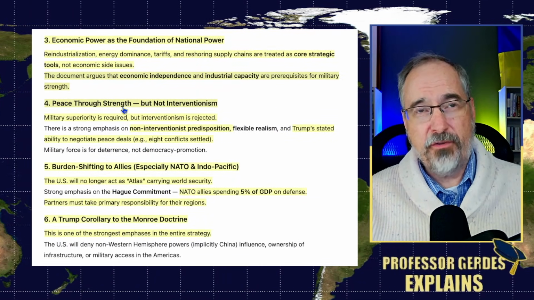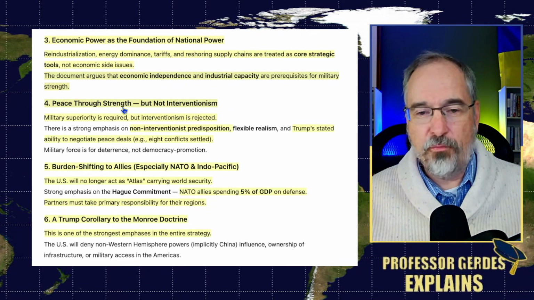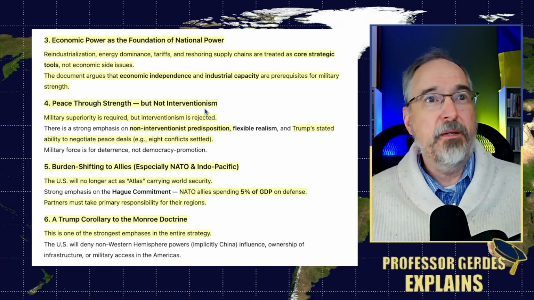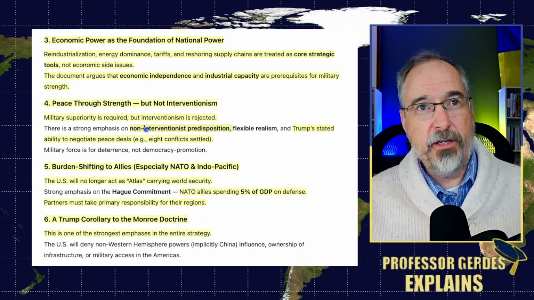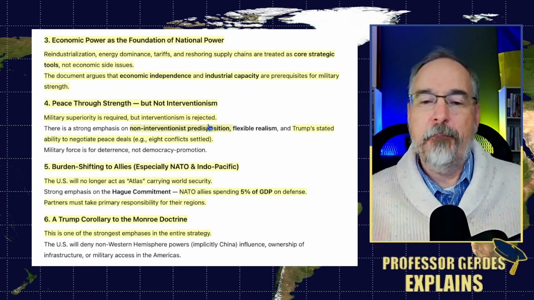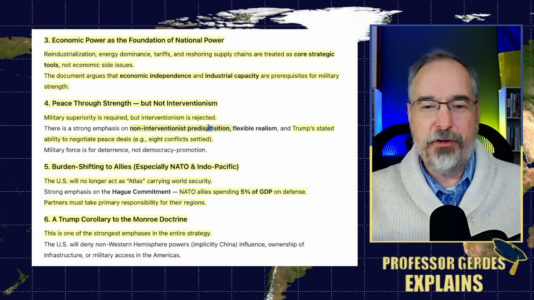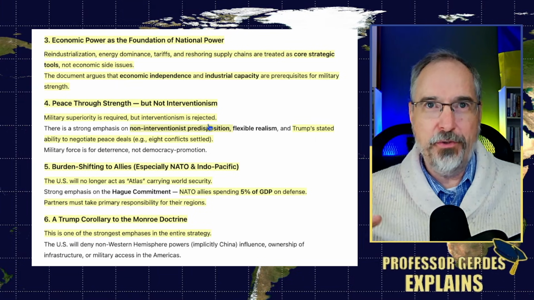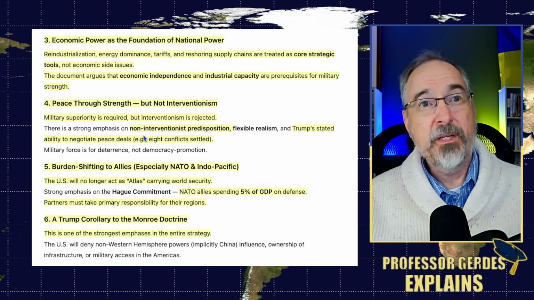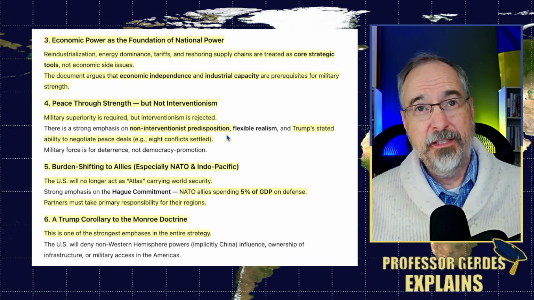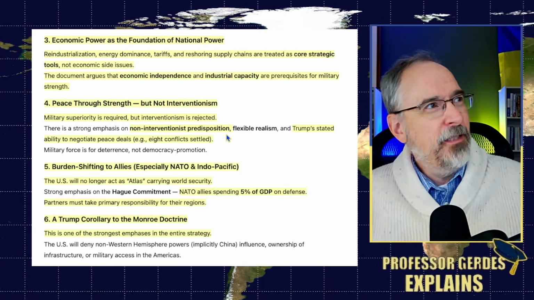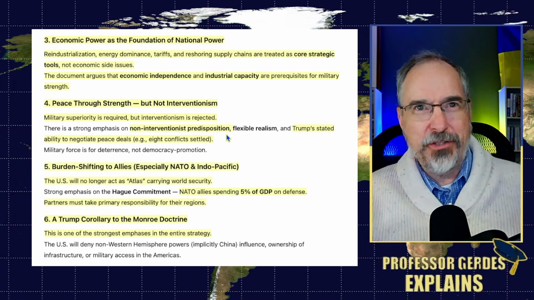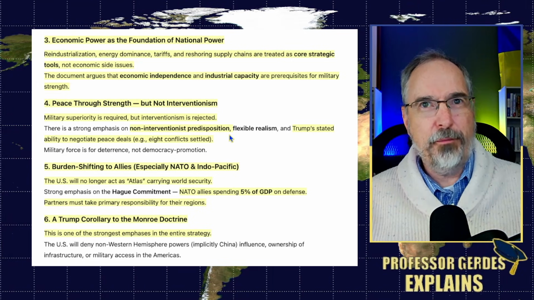Then peace through strength, that goes back to a common Reagan line, but not interventionism. That's different. So military superiority is required, but interventionism is rejected. Whatever you want to do in your country over their authoritarian government, that's none of our business to really tell you what to do, is kind of the way this comes off. Non-interventionist predisposition, as opposed to think about George W. Bush exporting democracy to the world. It's a very sharp shift.